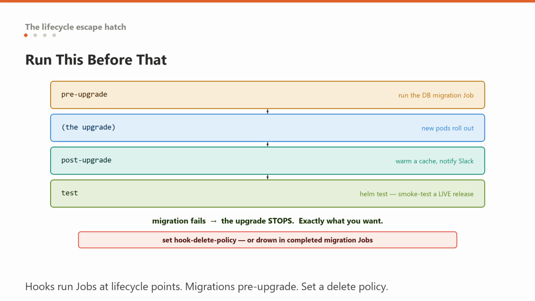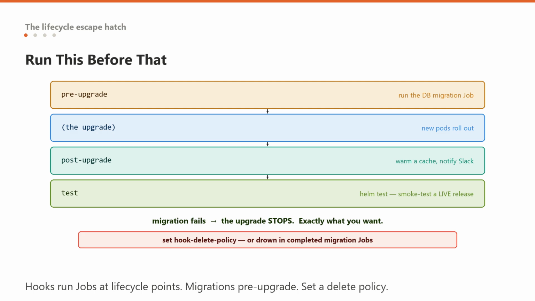Concept 7. Hooks, running things at the right moment in a release. Some things must happen at a specific point in a release. The classic: run your database migrations after the new code is deployed but before traffic reaches it. Or, depending on your strategy, before the new pods start at all. Helm's answer is hooks.